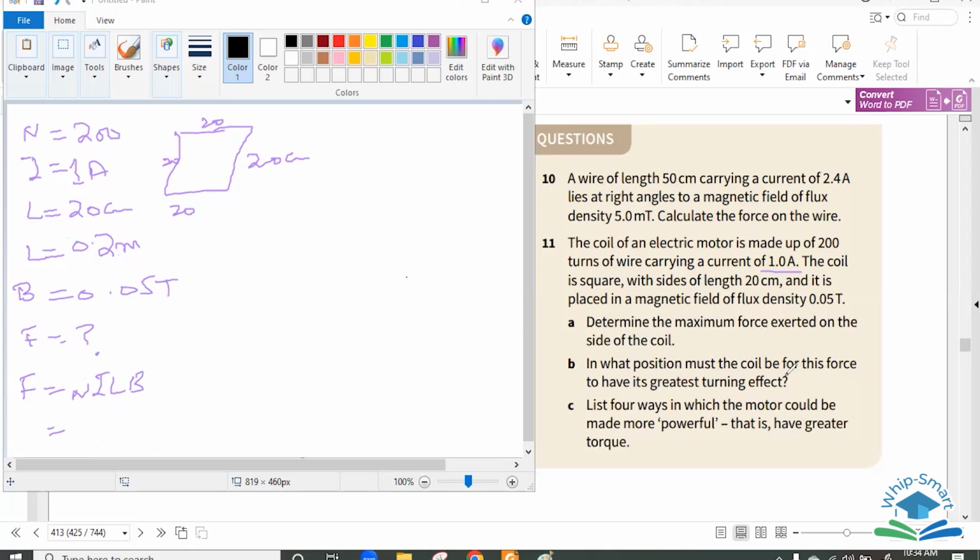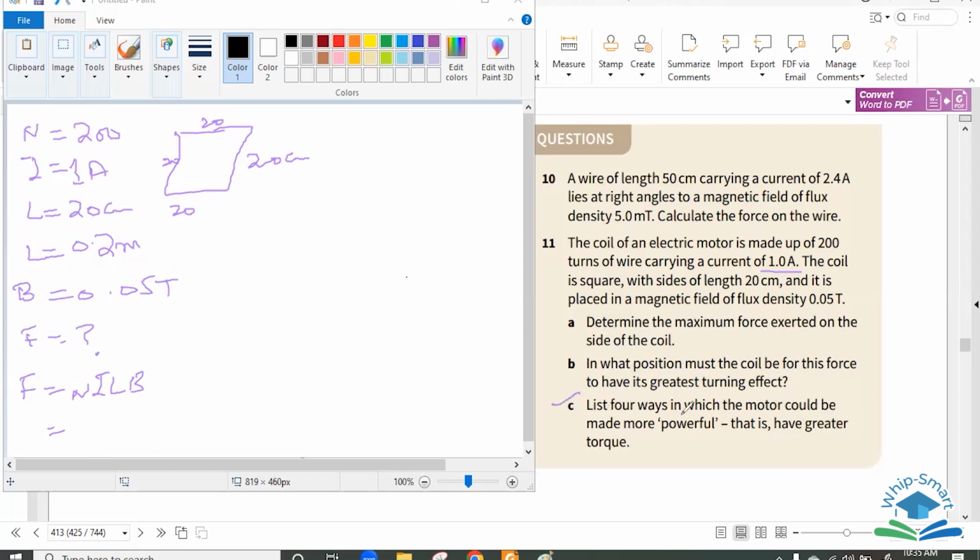Part B says in which position must the coil be for this force to have the greatest turning effect. So the answer to this is that if the coil is placed perpendicular to the magnetic field, then there will be maximum force or maximum turning effect. And in case of parallel, it will be 0.